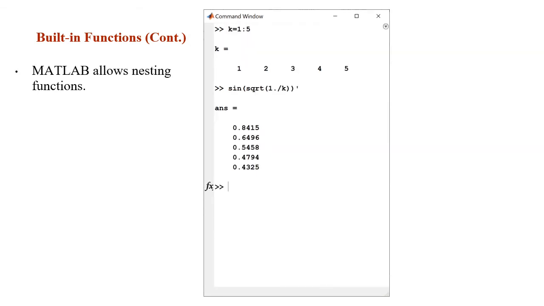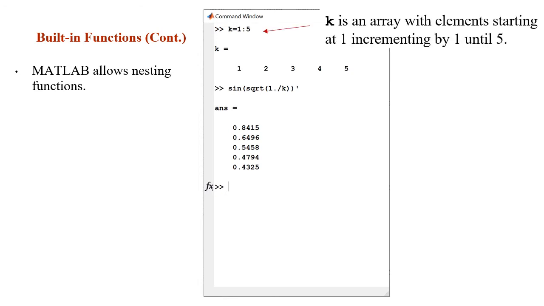In MATLAB, it is allowed to nest functions. For example, here we have an array named k that starts at 1, increments by the default value of 1 until it reaches 5, and then we're calling the function sine and the function square root on 1 over k. Notice that here we're applying the array operator, the array division operator, meaning we want to take the reciprocal of each element in k.